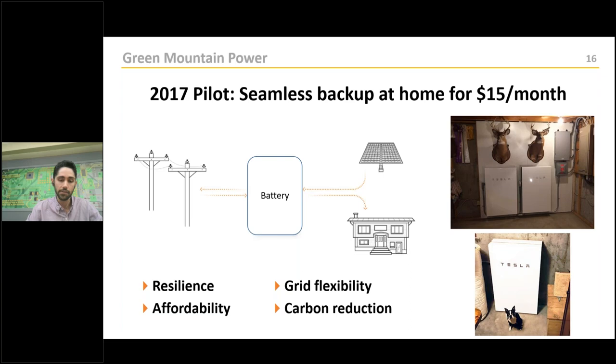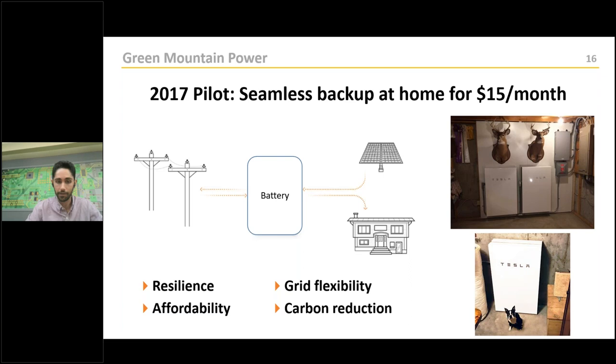And we see four key benefits for distributed storage. Resilience: the customers that are participating are able to stay up and running during outages, just like if they had a backup generator, but with a much easier asset that doesn't require them to remember to fill up a propane tank or source fuel oil to make sure that runs. Affordability: by using this aggregated fleet of storage, we're able to drive down costs, which has a virtuous cycle of helping to reduce our kilowatt hour charges that leads to more electrification in heating and transportation, which we need to hit Vermont's climate goals.